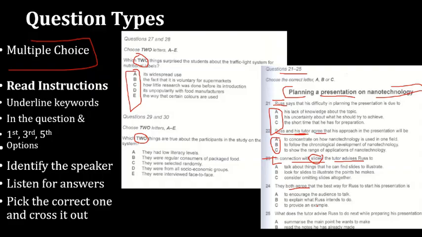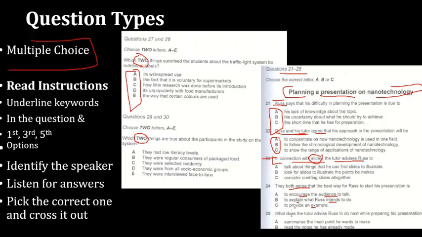They both agree on the best way to start his presentation. I have your options: encourage the audience to talk, explain what Rice intends to do, and provide an example. Both of them will settle on one of these. So as they speak, they will give forth the answer.